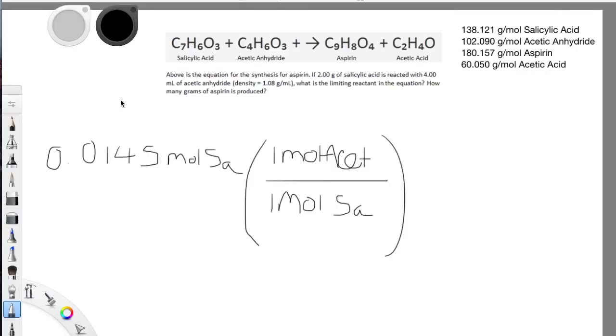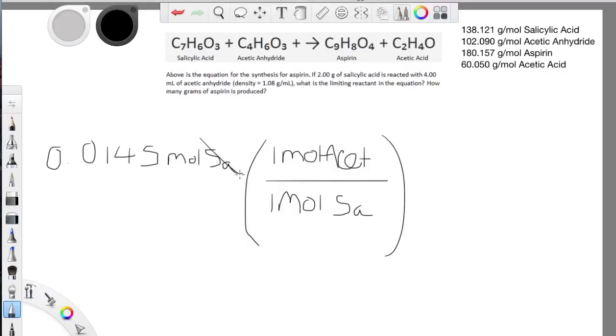Same kind of conversion factor to find the moles of acetic acid that we're going to produce. So again, we have the 1-to-1 ratio. We cancel out salicylic acid, and since they're all 1-to-1 ratios, we will also end up with 0.0145 moles of acetic acid.